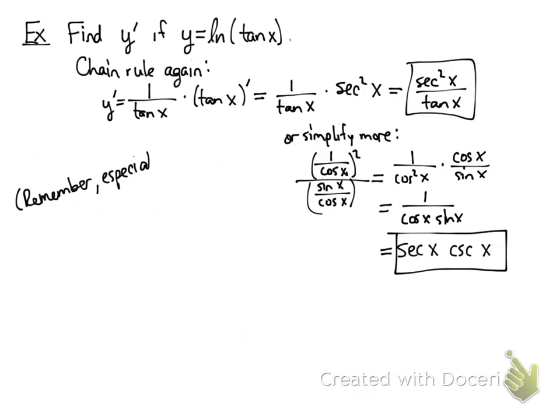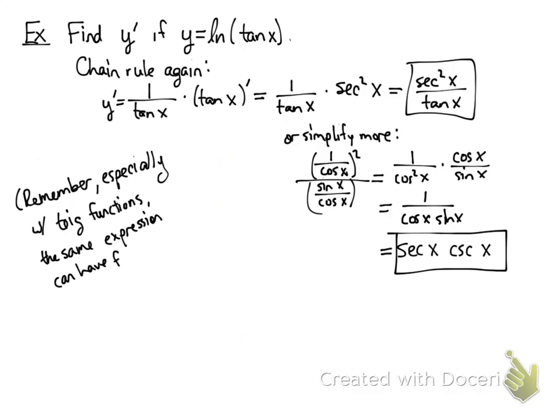I just did this to point out that, especially with trig functions, but even with other functions, the same expression, the same answer, can have two or more forms that look really, really different. Okay, so just because your answer doesn't look like the answer I write on the board when we're working in class doesn't mean it's necessarily wrong. You have to sort of see if trig identities or something can be used to turn one into the other.